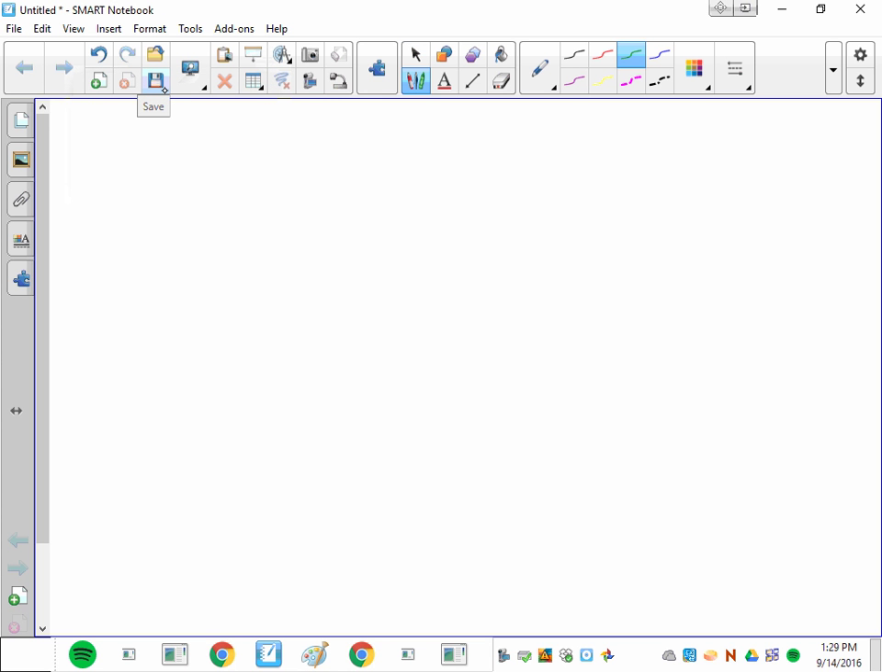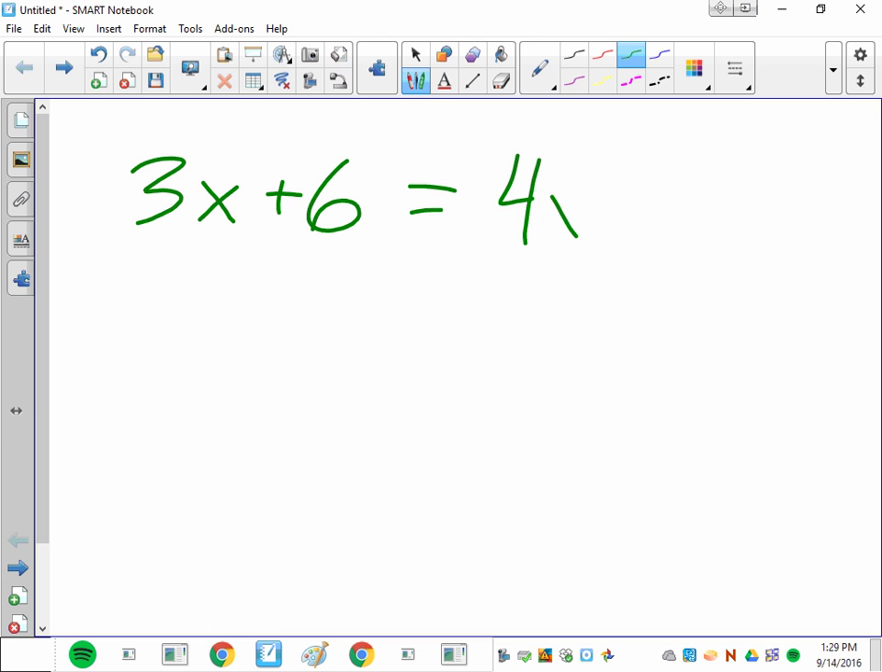We're going to be solving equations again today. One thing we haven't reviewed from last year is what do you do when you have variables on both sides of the equation? Sort of what we're going to tackle today. So if I had 3x plus 6 equals 4x minus 1, how do I solve that?